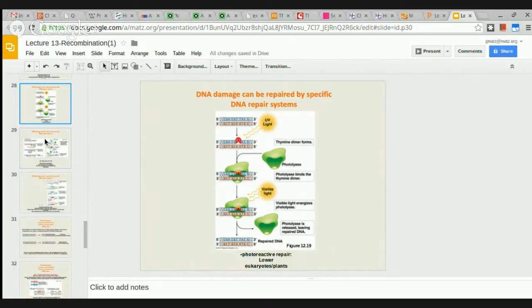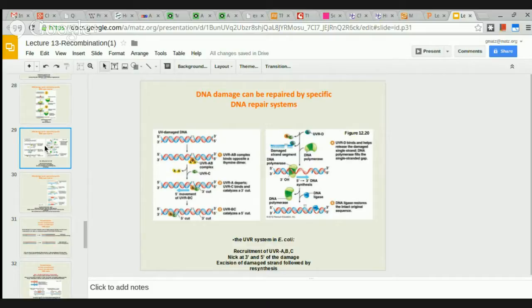In mammals, you get a system that recognizes the damage and will perform a nick on the damaged strand, something like 30 nucleotides downstream or 30 nucleotides upstream, and this whole strand will be excised. So you get a gap and it will be synthesized. That is called the nucleotide excision repair system. And this is actually an evolutionary descendant of the system that occurs in E. coli, the UVR-ABC system. So this is how this works.